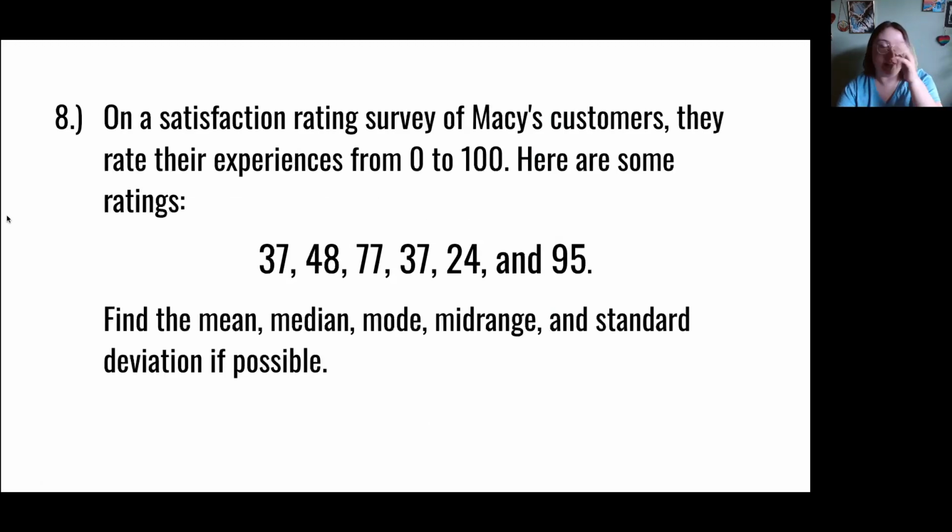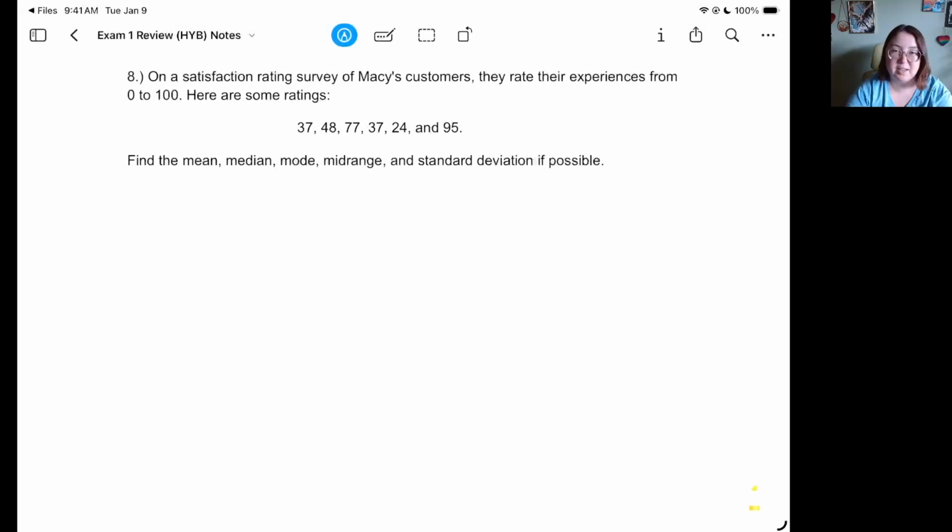All right, so our last one, number 8. On a satisfaction rating survey of Macy's customers, they rate their experiences from 0 to 100. And here are some of the ratings: 37, 48, 77, 37, 24, and 95. We're going to find the mean, median, mode, mid-range, and standard deviation if possible. It is possible, and we're going to do it. So here are those values. We're going to find all of these things that we're being asked for. So let's go on over to do this together.